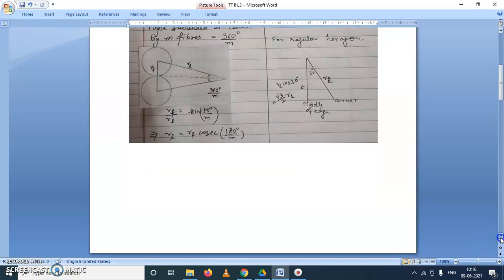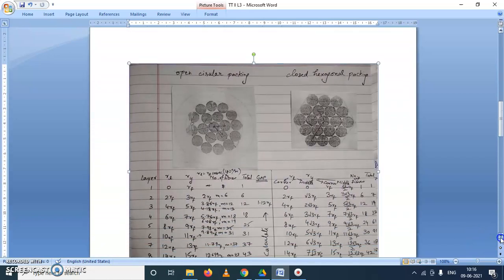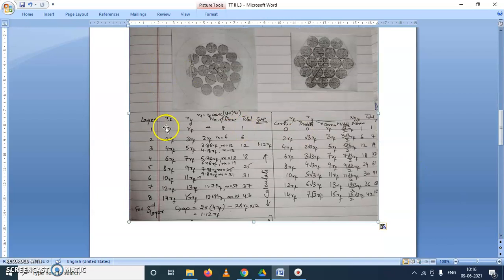Now we'll compare these two values. We have written the layer radius here also according to this. Here for second layer it is 2 RF, for third layer it is 4 RF. Similarly, you can find all these values in a sequence. RL is equal to RF cosec 180 degree upon M, taking the value of M. For example, number of fibers in first layer is 1, then it is 6, then always add 6.